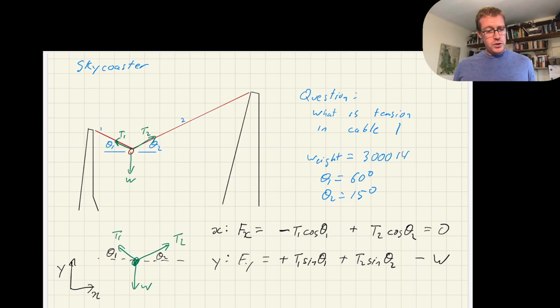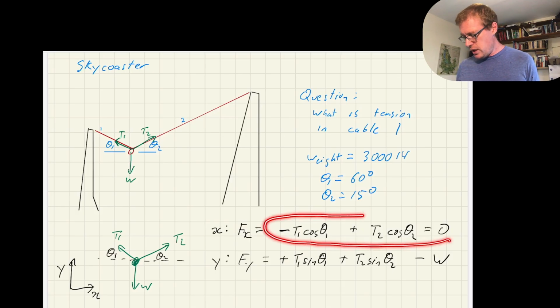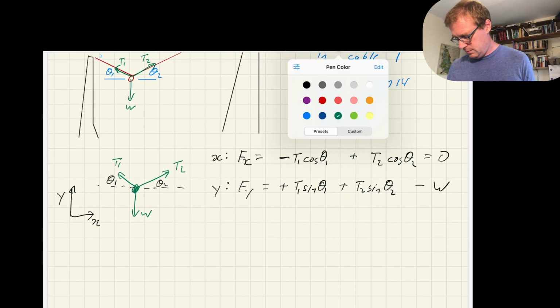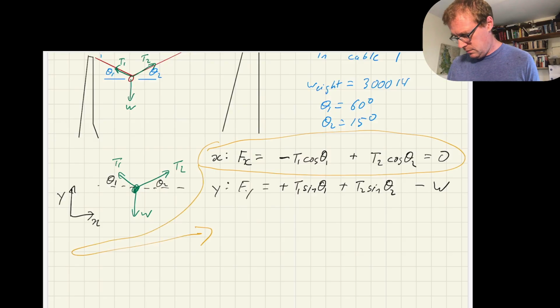Now, if we are supposed to do this problem symbolically, what we'll first do is we'll solve this equation for T1 in terms of T2. And so I bring the T1 cos theta over to one side.